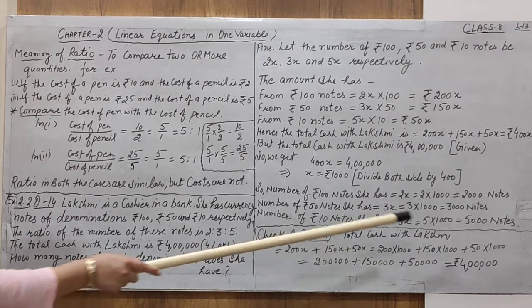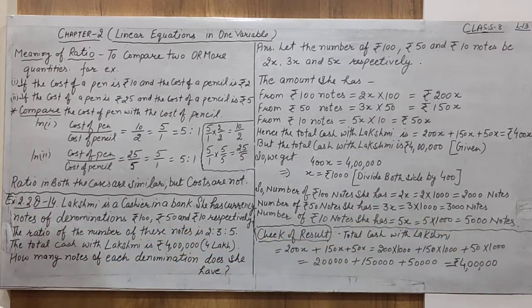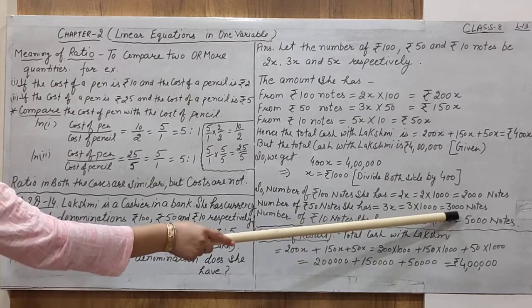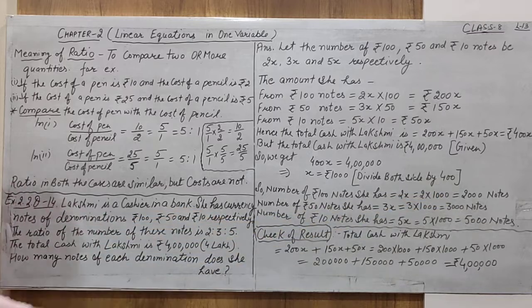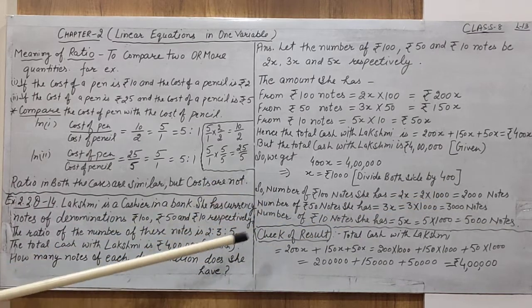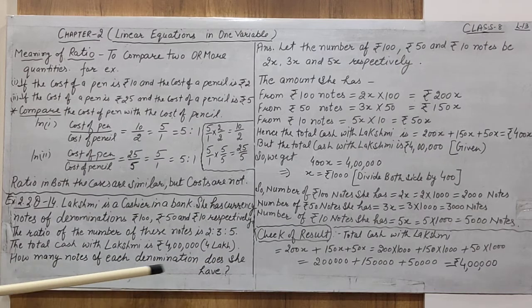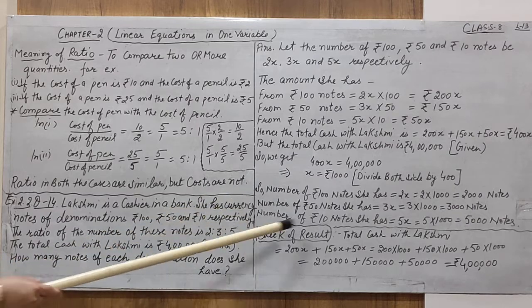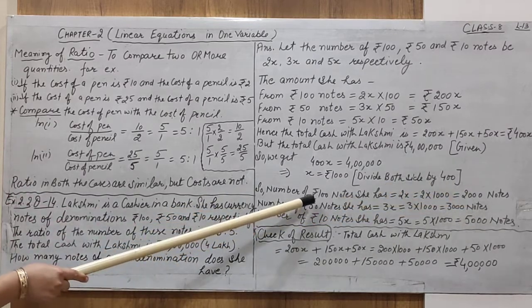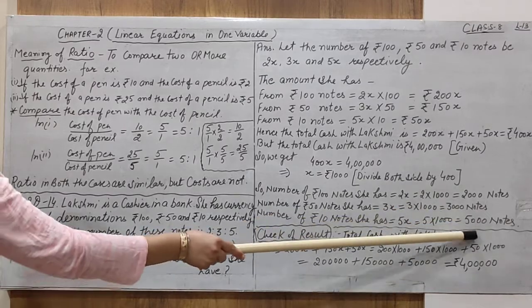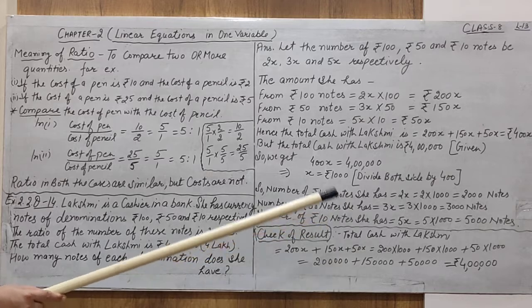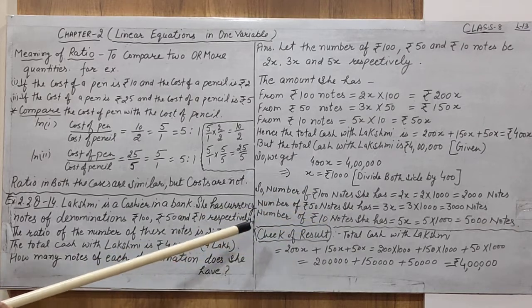So 10 रुपए के उसके पास कितने नोट थे? 5000. 50 रुपीस के कितने नोट हो गए? 3000 notes. And 100 rupees के कितने नोट हो गए? 2000 notes. This is our answer. See how many notes of each denomination she has: 2000 notes of 100 rupees each, 3000 notes of 50 rupees each, and 5000 notes of 10 rupees each.